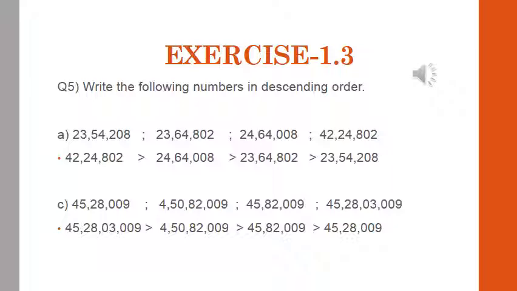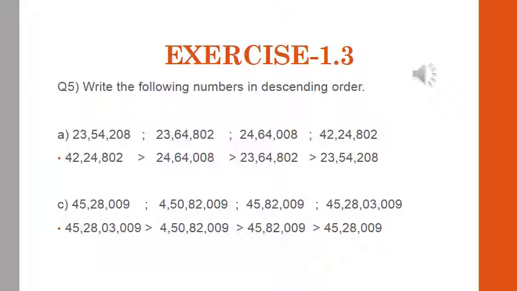Please ensure that you put commas in between as per the greatest digit. 42 lakh 24,802 is the greatest number compared to 24 lakh 64,008, that's why I have put the sign towards 42 lakh 24,802. So please ensure that you put commas accordingly. Same you can do the C part also.